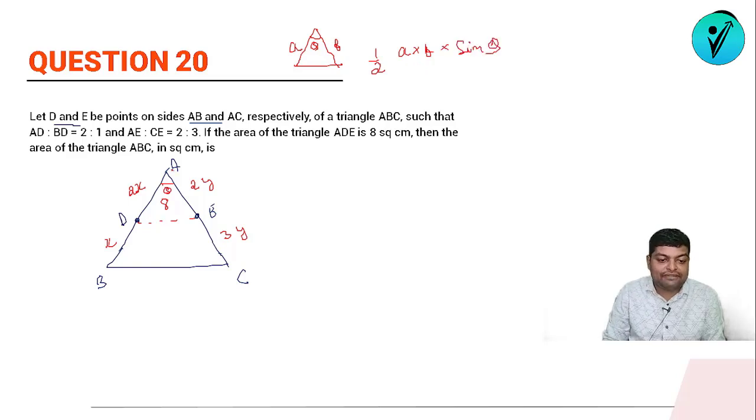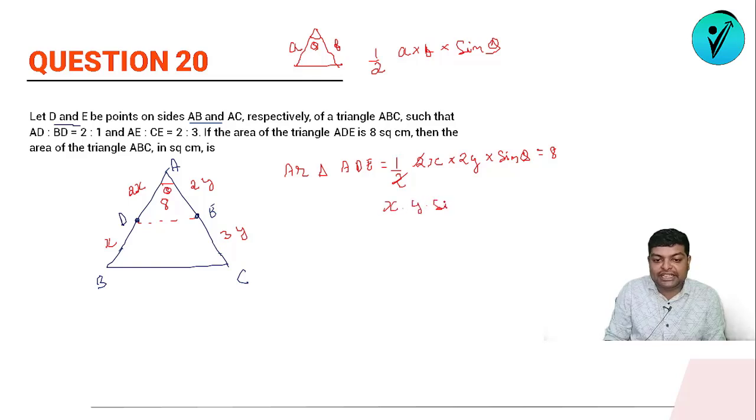In a similar way, can we get the area of triangle ADE? The area of triangle ADE will be half of 2x into 2y into sine theta, and its value is 8. When you simplify, the 2 cancels, and we get x into y into sine theta, the value is 4.